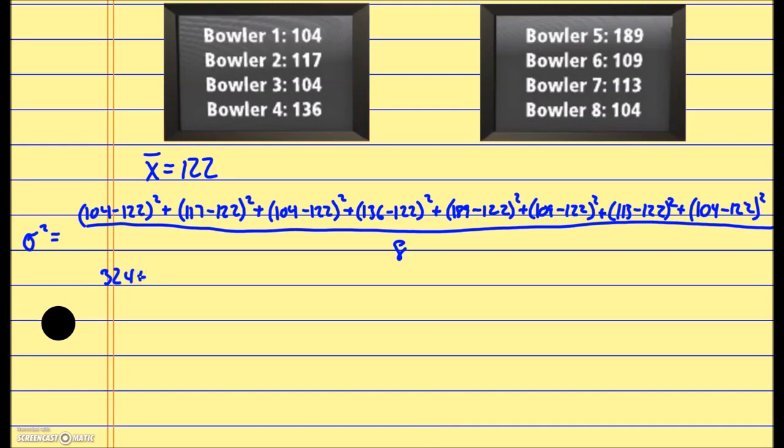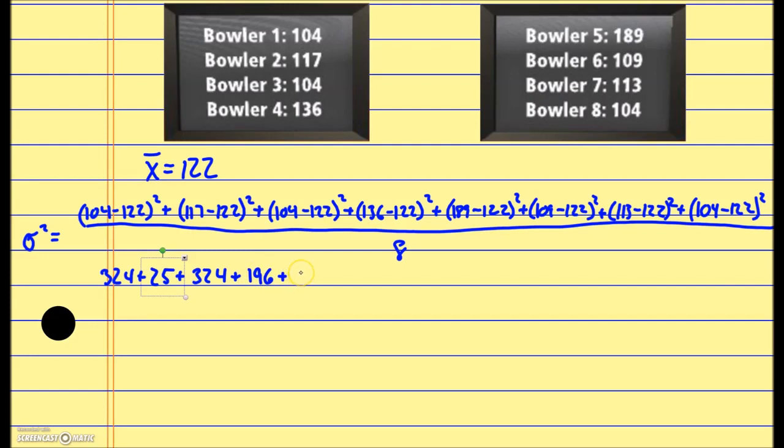Plus the next one, that gives me a difference of -5, and then I square that, that's a 25. The next one is the same as the first one, that's a 324. The next one, 136 minus the 122 is a 14. 14 squared is 196.